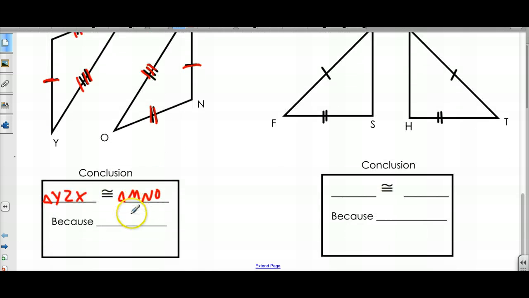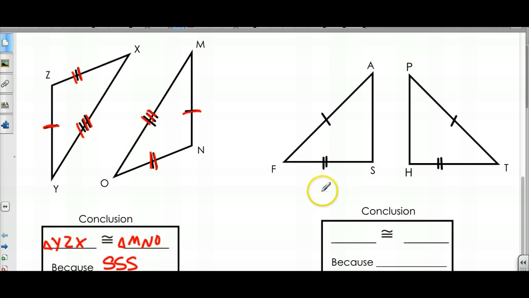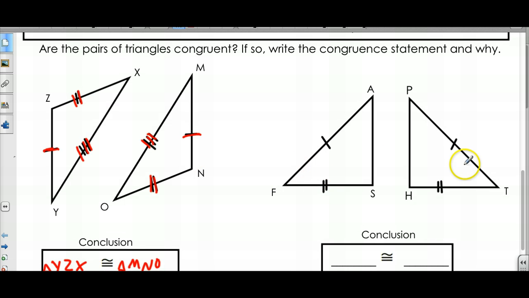Those two are congruent. And because of what? Well, I showed that the three sides are congruent. So we'd say side, side, side. That is the proof right there. Three sides are congruent. Now let's look at these two triangles. I see that FA is congruent to PT, and I see that FS is congruent to HT. Is that enough information to prove that these two triangles are congruent?